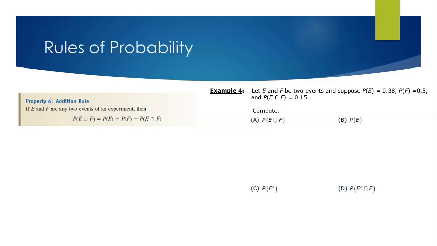Now there's a more specific addition rule. We learned before if they are mutually exclusive, then we would just say the probability of E plus the probability of F is the probability of E or F. If they're not mutually exclusive, much like we did for counts in the previous chapter, if I'm looking for the number of elements in E or F, I would usually take the number that's in E plus the number that's in F, and I would subtract away the number that are in both.